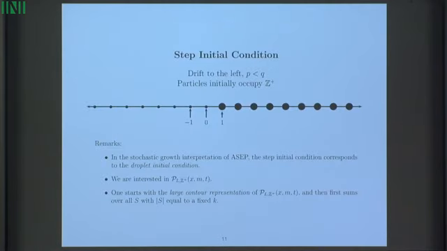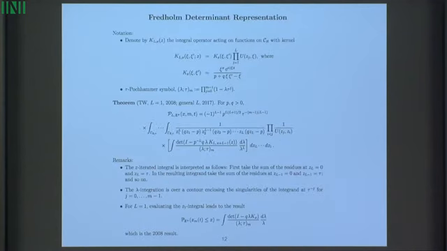So now we specialize to what's called step initial condition. This is the one that leads to the droplet case. So the initial condition looks like that. And we're interested in this. So one starts with this large contour representation and sums over all S with S equal to a fixed K. And lo and behold, there's a kernel that starts appearing. So we have this kernel. There are these extra factors of U. Here's the kernel.